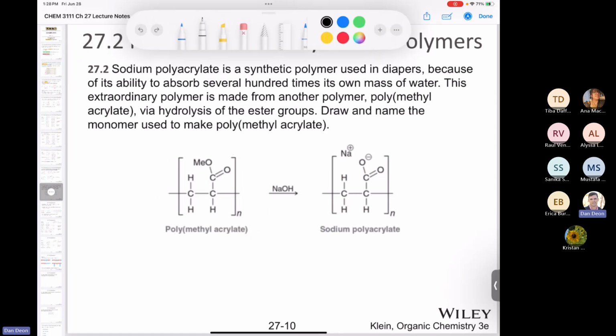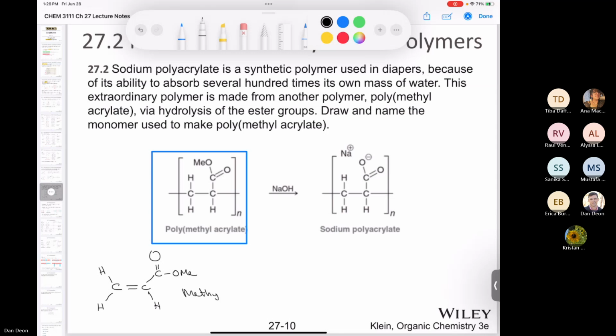Draw and name the monomer used to make polymethyl acrylate. So it's just asking us to name and draw the monomer that polymethyl acrylate is made from. So we would just put a double bond between the two carbons, and one side has two hydrogens, and the other side has the methyl ester. And we have the proton here. So we just get rid of the poly, and the name of this compound is methyl acrylate. There we go. Methyl acrylate is the compound.